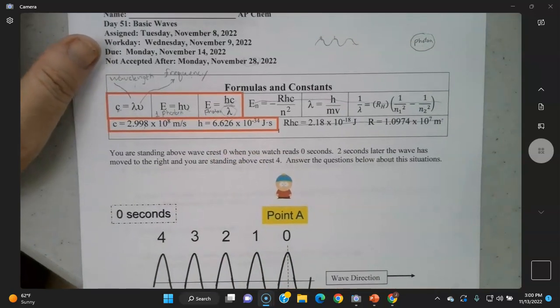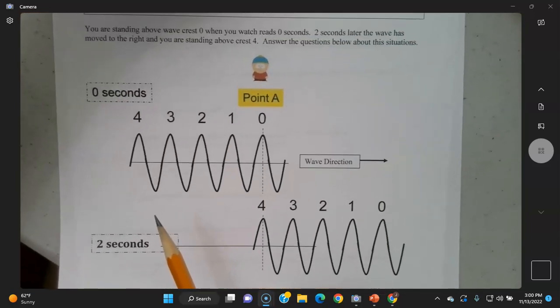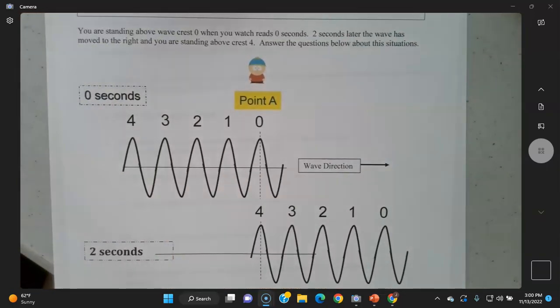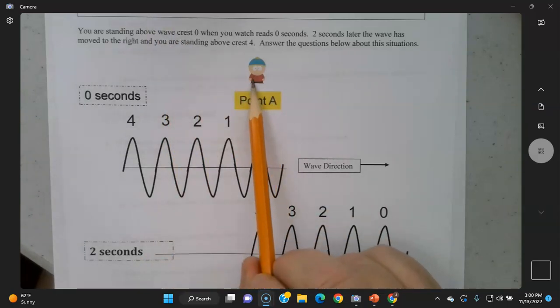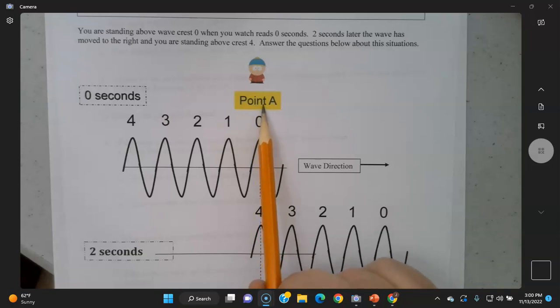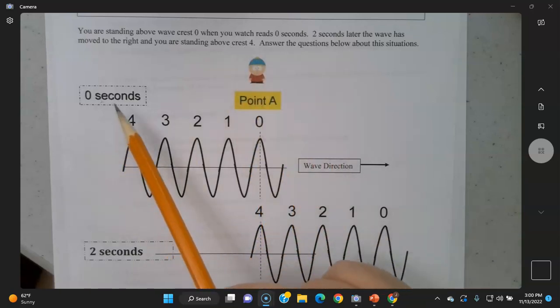Okay? All right, so we're going to go ahead and just do some basic exercises with waves here. I think I'm going to do them all with you here, because I want to be sure you come out of this knowing for sure how to do this. And this assignment is due on Monday the 14th when we get back to school from this weekend. So here we go. You're standing above a wave at crest 0. So you're at point A. That's stationary. It doesn't move. But here's crest 0 of a wave right here, when your watch reads 0 seconds. So it says that right here.